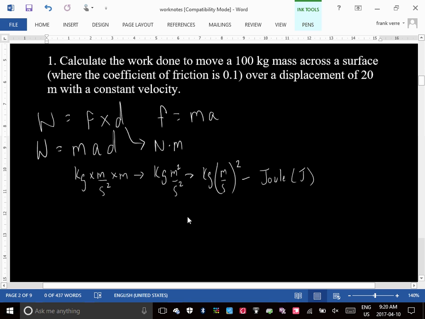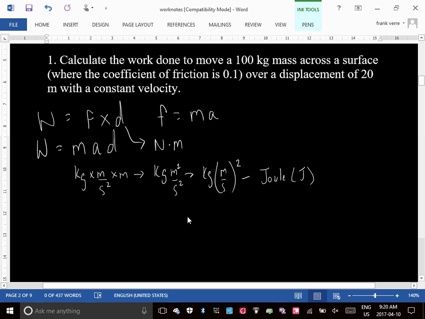Okay, so let's look at this question, all right? So we have the mass of the object, which is 100 kilograms. Now, so we have mass. Let's write down what we have. We have displacement. What we don't have is acceleration. Okay? That's what we don't have.